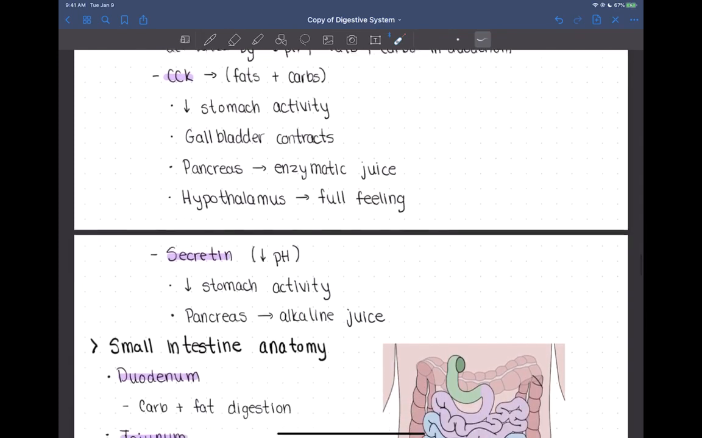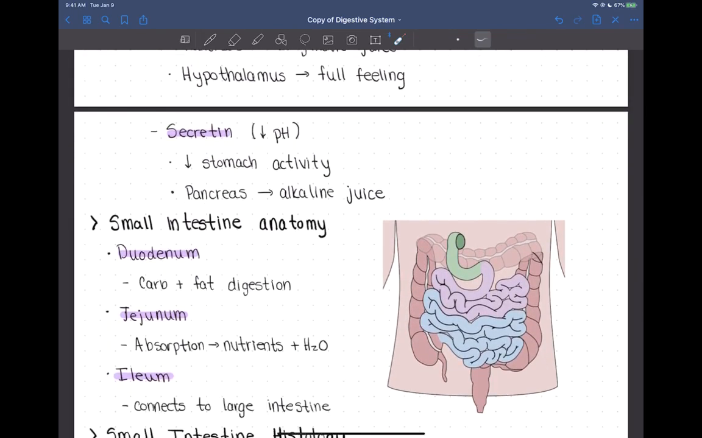Okay. And then our second hormone is called secretin. So secretin is the hormone released in response to that low pH coming from the stomach. And so it is also going to shut down stomach activity, as well as signaling the pancreas. However, instead of signaling the pancreas to release enzymes, it signals the pancreas to release a really alkaline pancreatic juice, right, with a lot of buffers in it. All right, it's going to have a lot of bicarbonate and stuff like that in it to help neutralize, that's the word I was looking for, neutralize that pH, right?